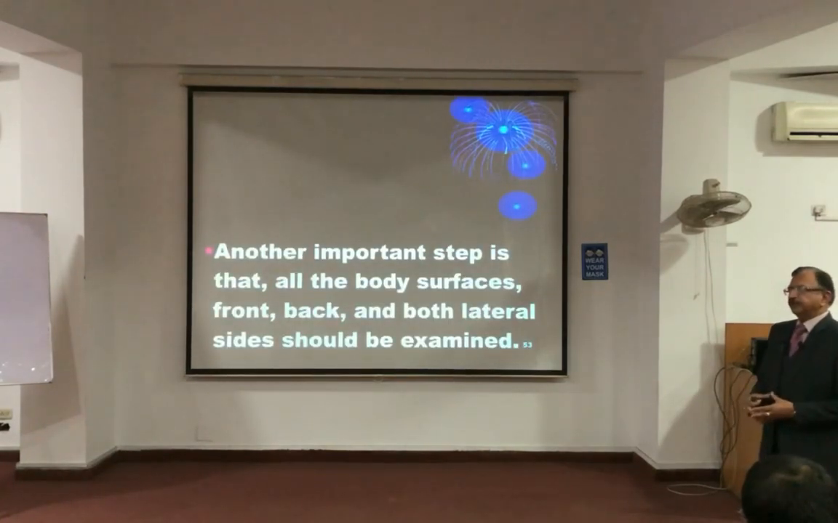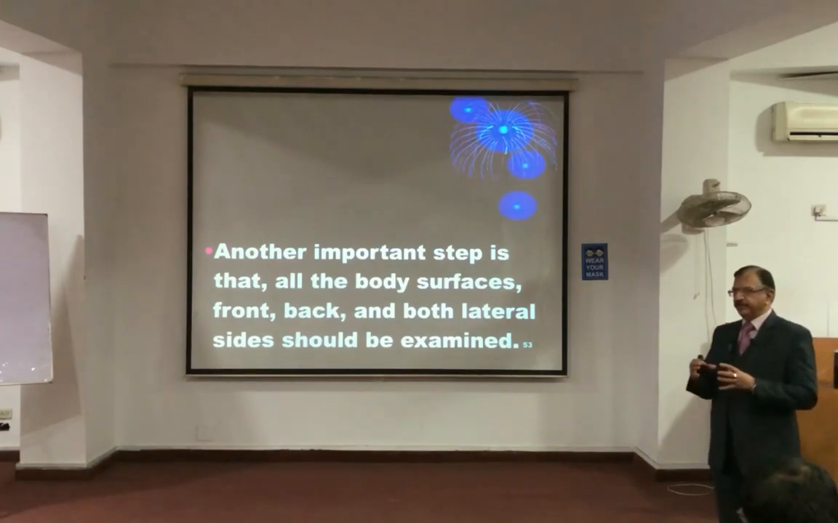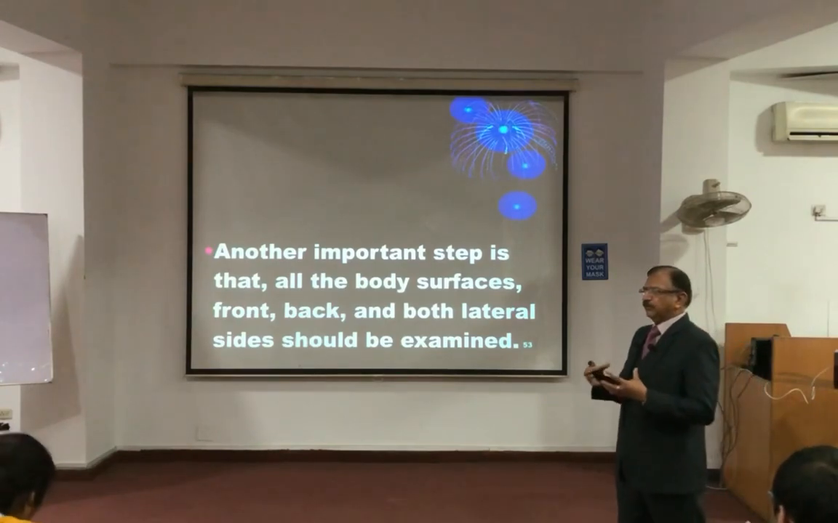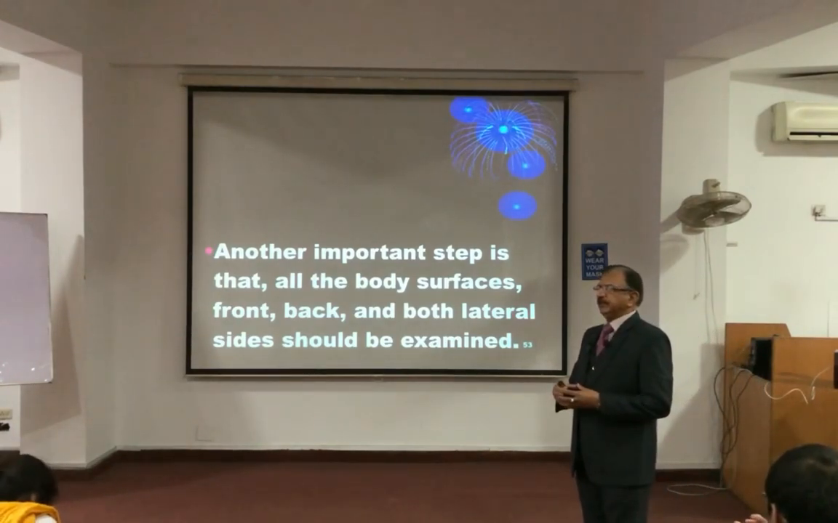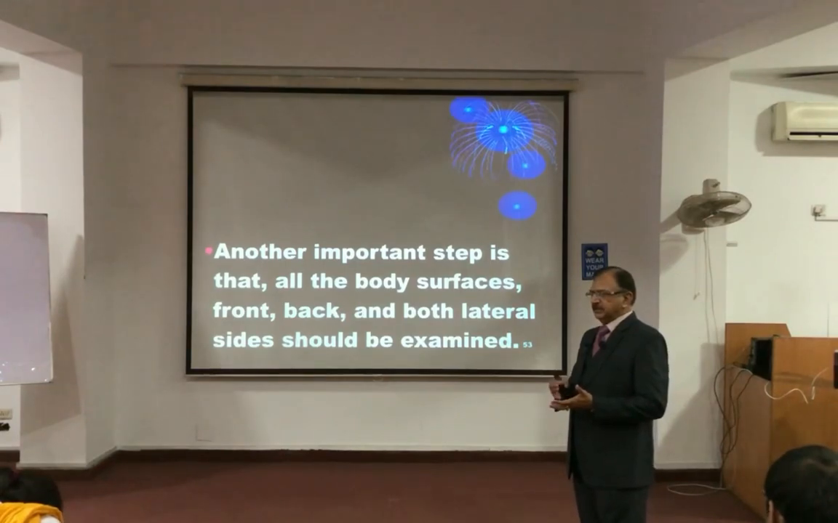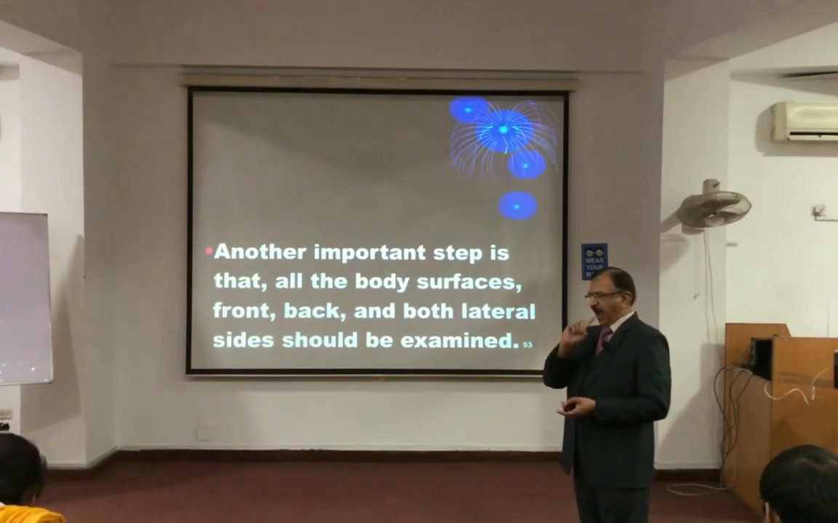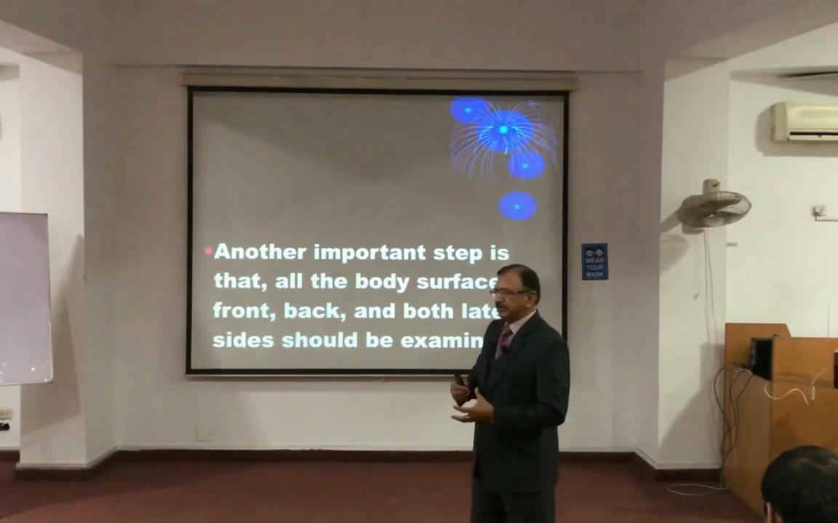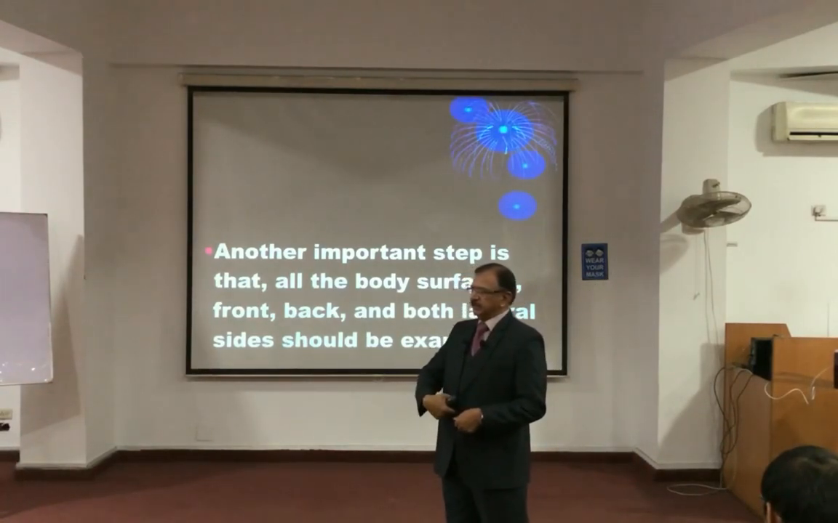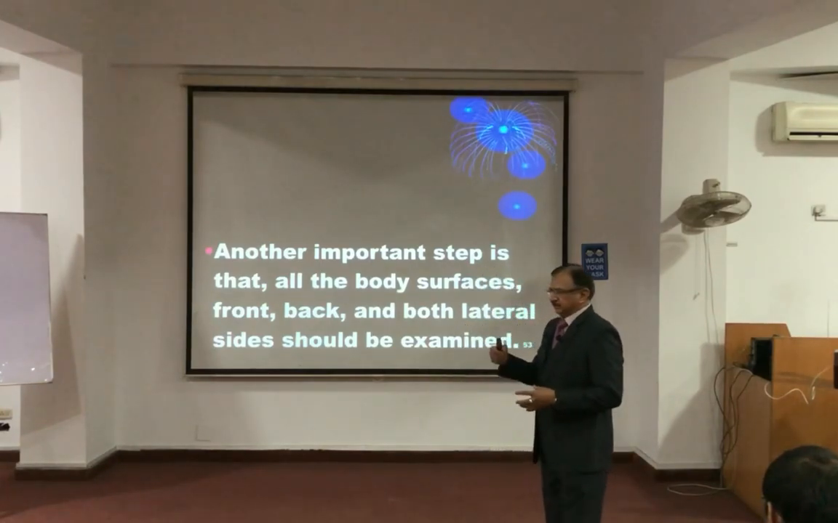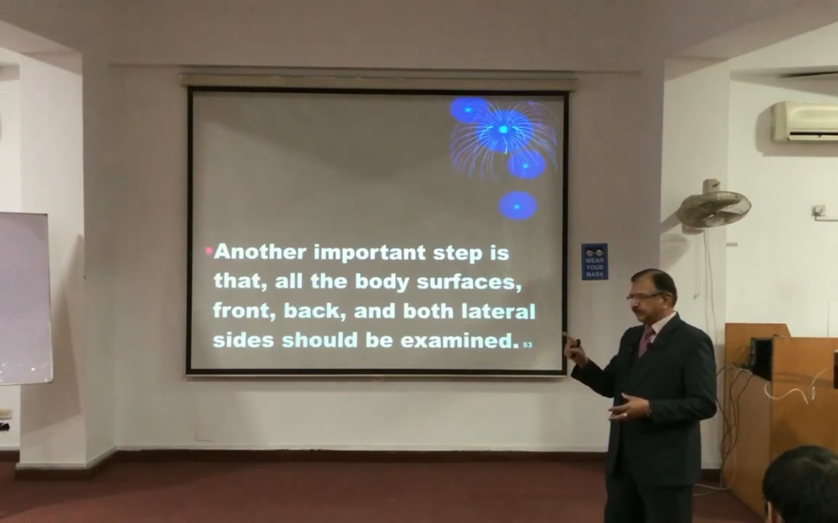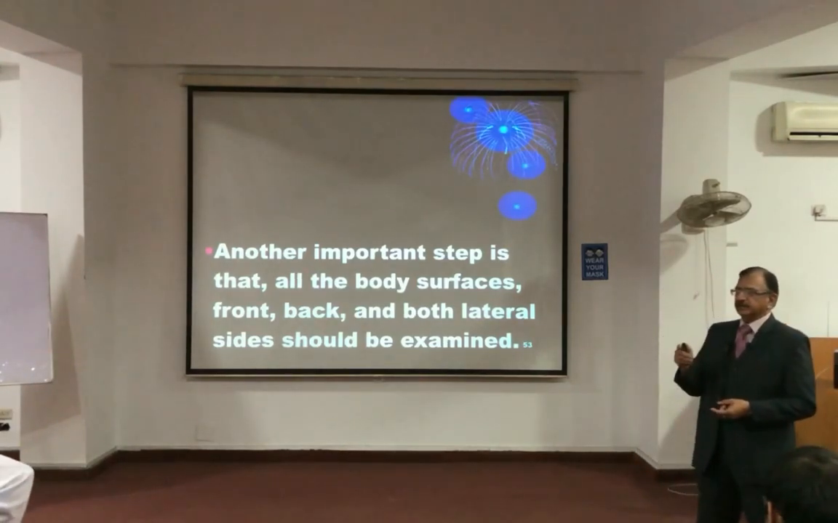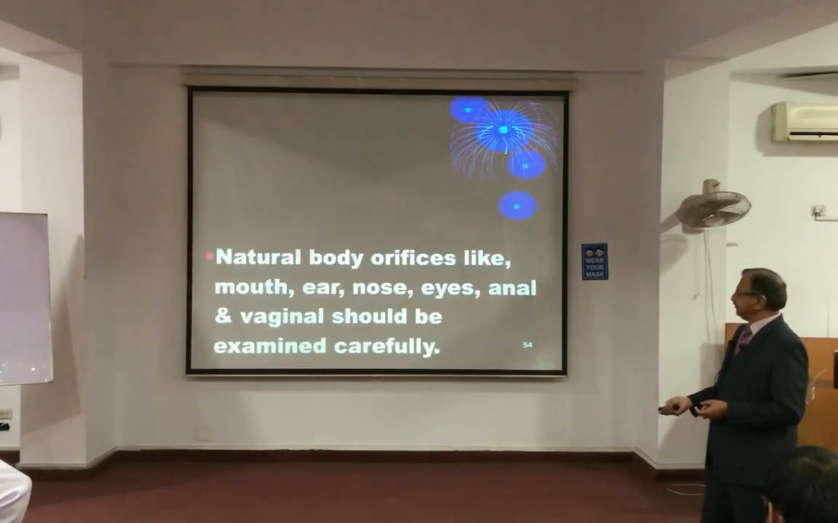So the most important thing is that every corner of the body, that is the hidden areas, the orifices, should be examined. Nasal, ear, mouth, inside the mouth, palate, because these are the most hidden areas and usually they are attempted. The axilla, the umbilicus, rectum, vagina. So all the orifices should be examined carefully as a part of external examination.